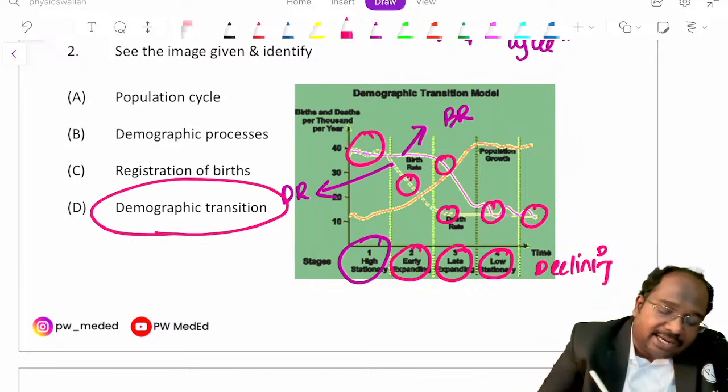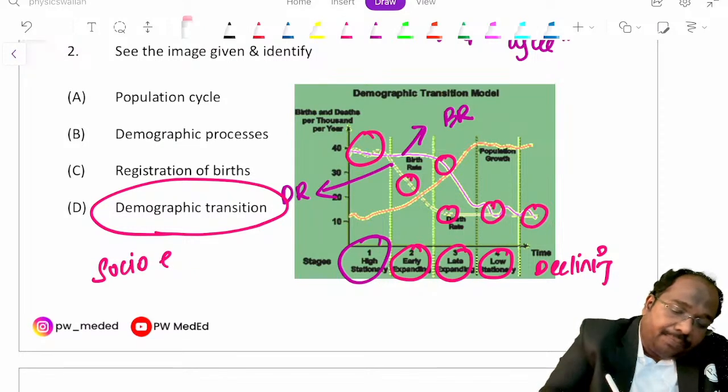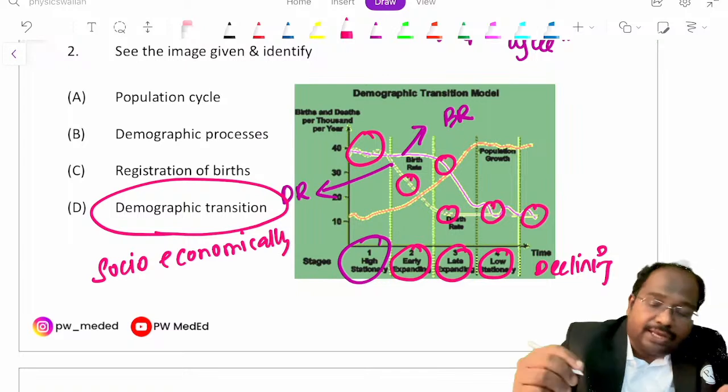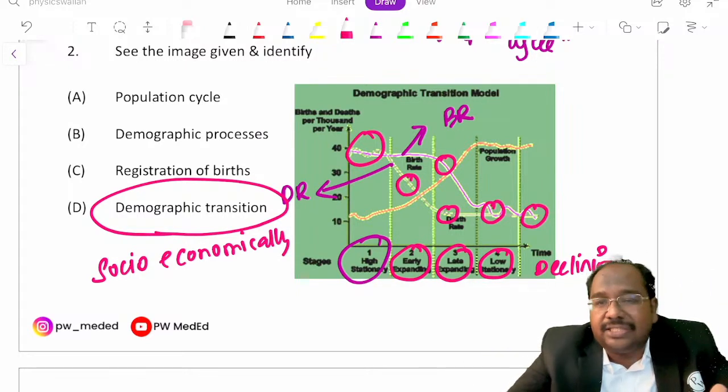As the country develops socio-economically over a period of time, it will go from high stationary to low stationary and declining.